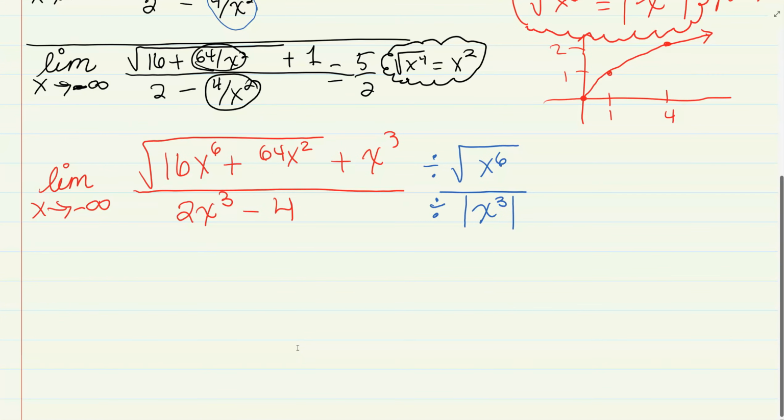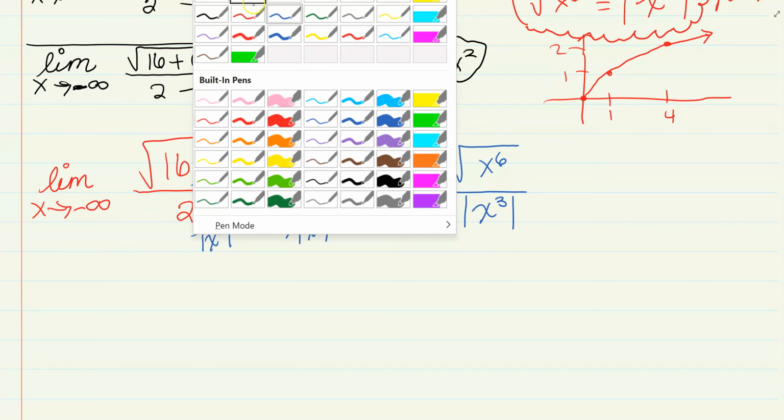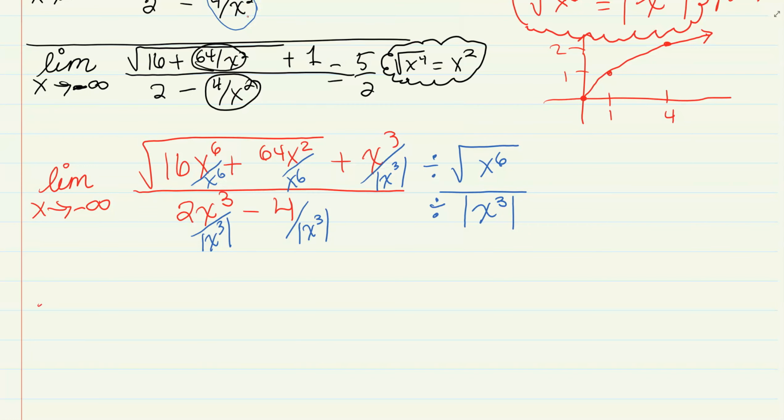Inside, when you divide by x to the 6, and outside, you divide by absolute value of x to the third. What is happening here? Limit as x goes to negative infinity.